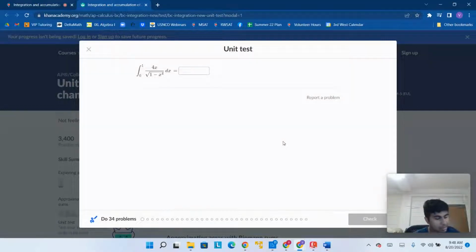Now the other thing is the limits of the definite integral. Are they going to be 0 or 1?